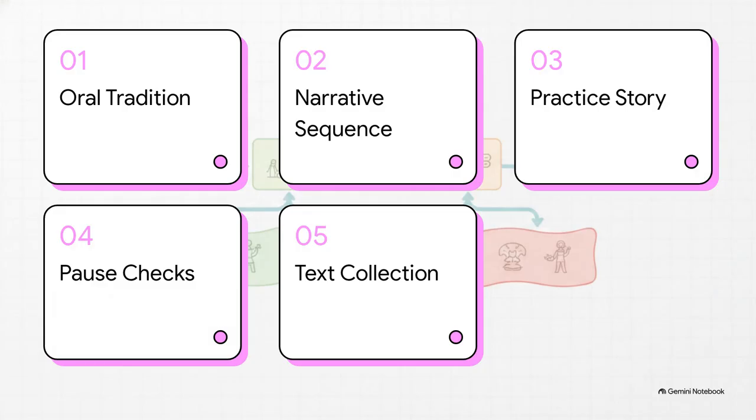Here is our quick roadmap for today. We'll start with 1, understanding oral tradition. Move right into 2, mapping the narrative sequence. Do some 3, practice using a story called The Lantern on Cedar Hill. Hit a couple of 4, pause checks, and finish up with 5, task your text collection.